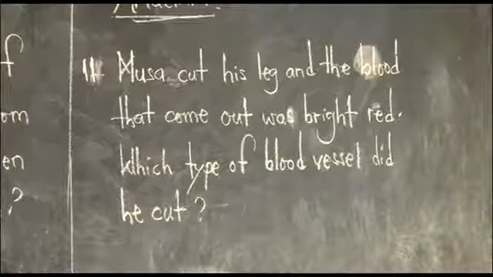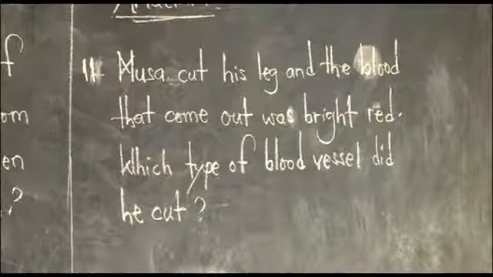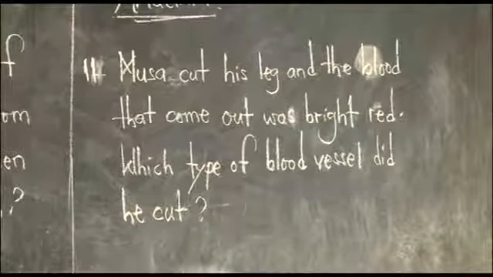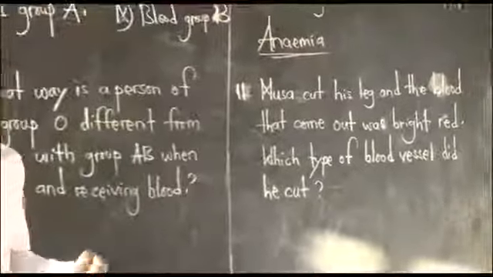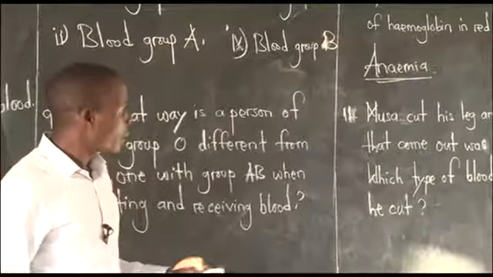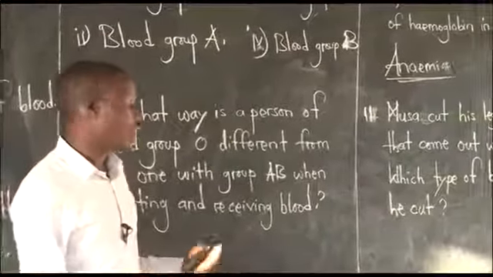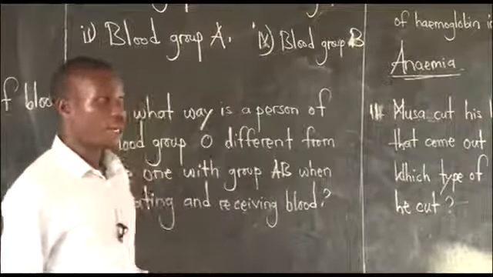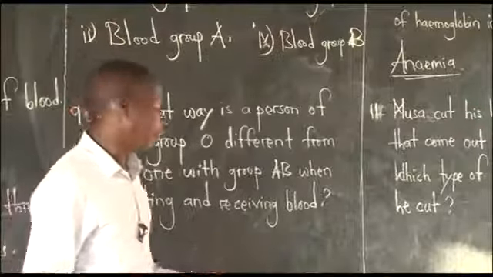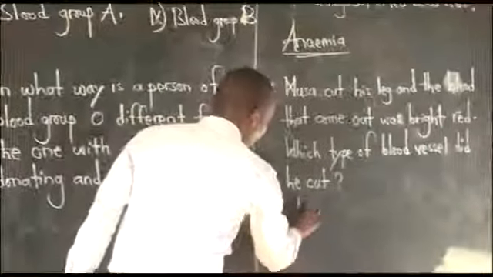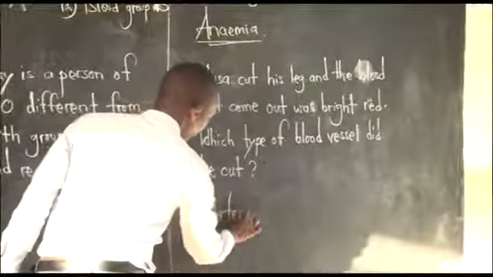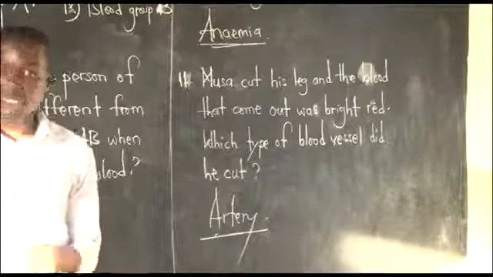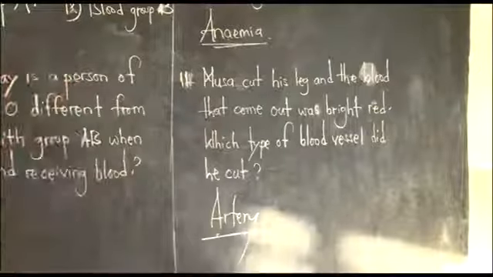We said blood with oxygen is oxygenated blood, and it is bright red in color. This is majorly carried by arteries. Major arteries carry blood with oxygen, apart from the pulmonary artery. So you can simply say the blood vessel he cut was an artery.